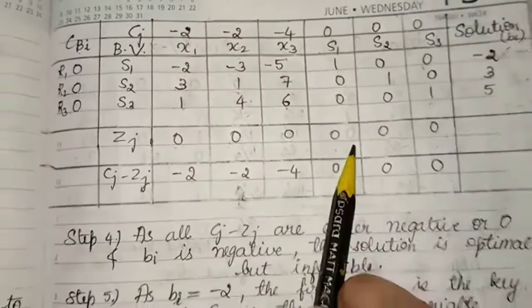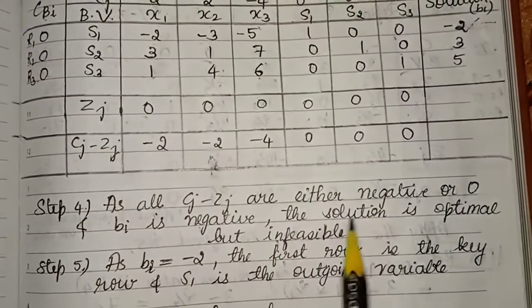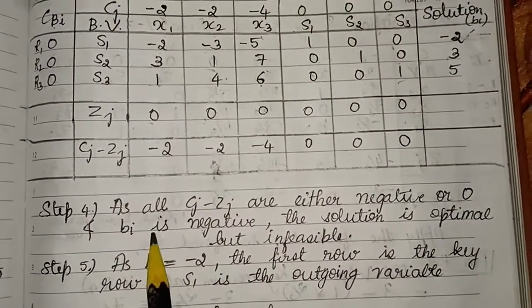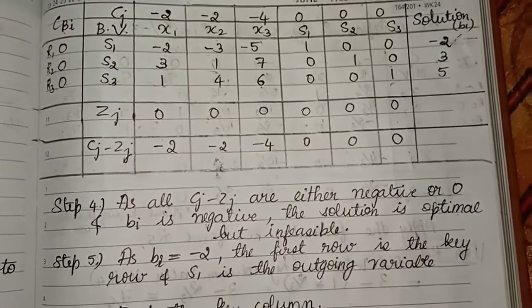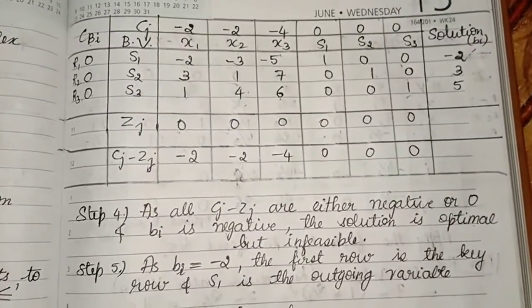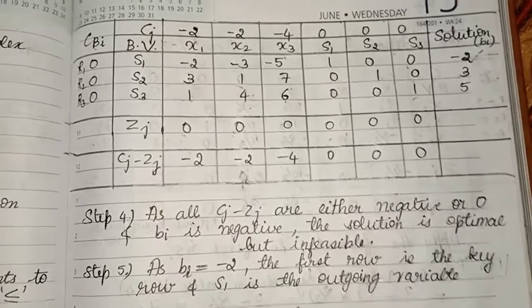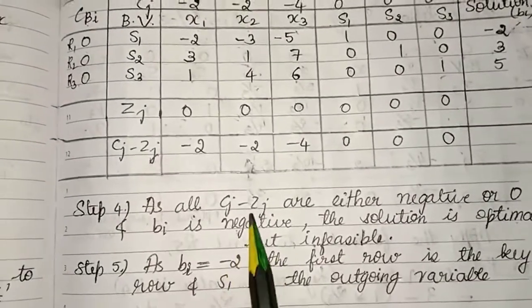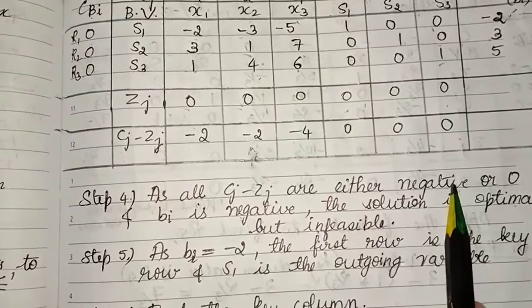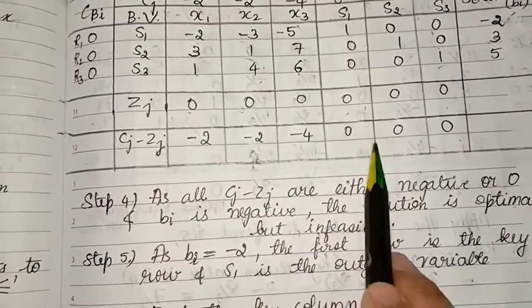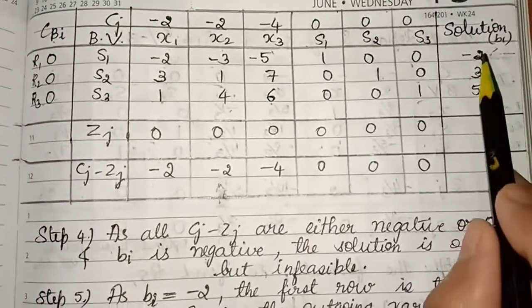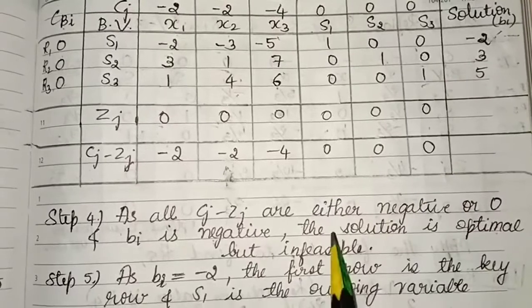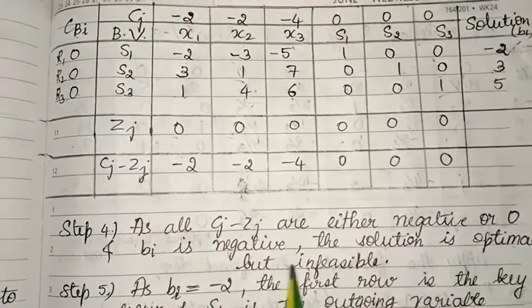Now step 4: as all Cj minus Zj are either negative or 0, and Bi is negative, the solution is optimal but infeasible. As I discussed in the last video, there are 3 conditions. Here all Cj minus Zj are negative or 0, and Bi is negative. If you look at the solution column Bi, you have a negative value. So the solution is said to be optimal but infeasible.